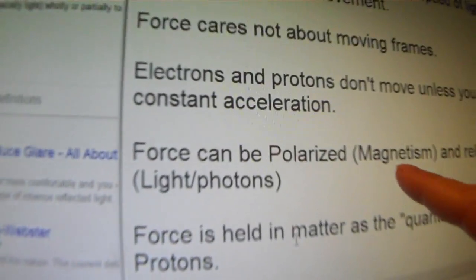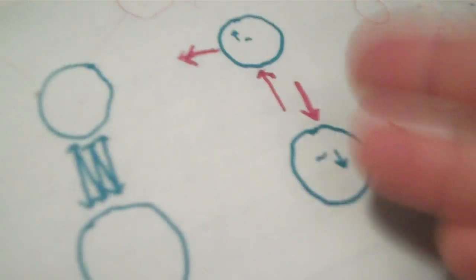Force can be polarized, magnetism, and released at a frequency, light photons. So polarization is what I just explained. The force is moved or migrated by electrons and protons and essentially collected or segregated. The blue goes one way, the green goes another way. Red and blue in the case of this drawing. And that's magnetism, and electricity is created by that. When that force is introduced to a conductor or something else, it pushes the electrons one way and it pushes the protons the other way.